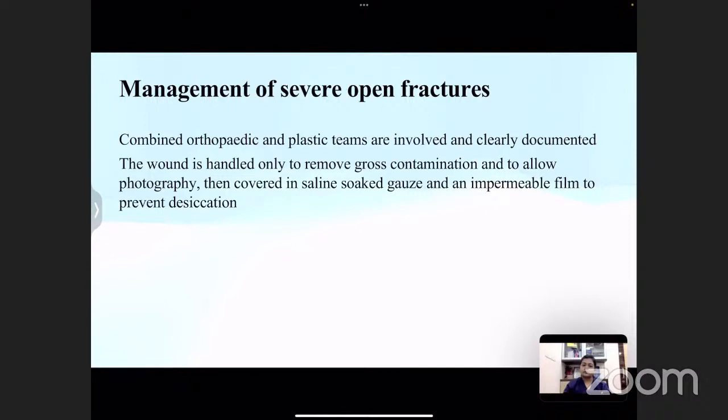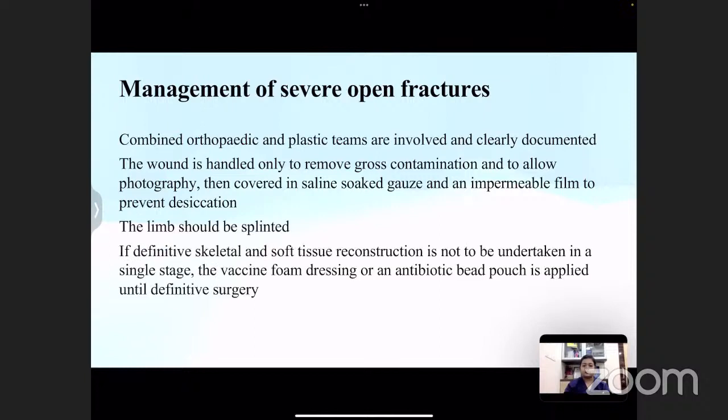You should not use Betadine because it is clearly mentioned that Betadine delays bone healing, and it is also not good for the soft tissues. So the guidelines are to just clean thoroughly and put saline-soaked gauze. The limb should be splinted.